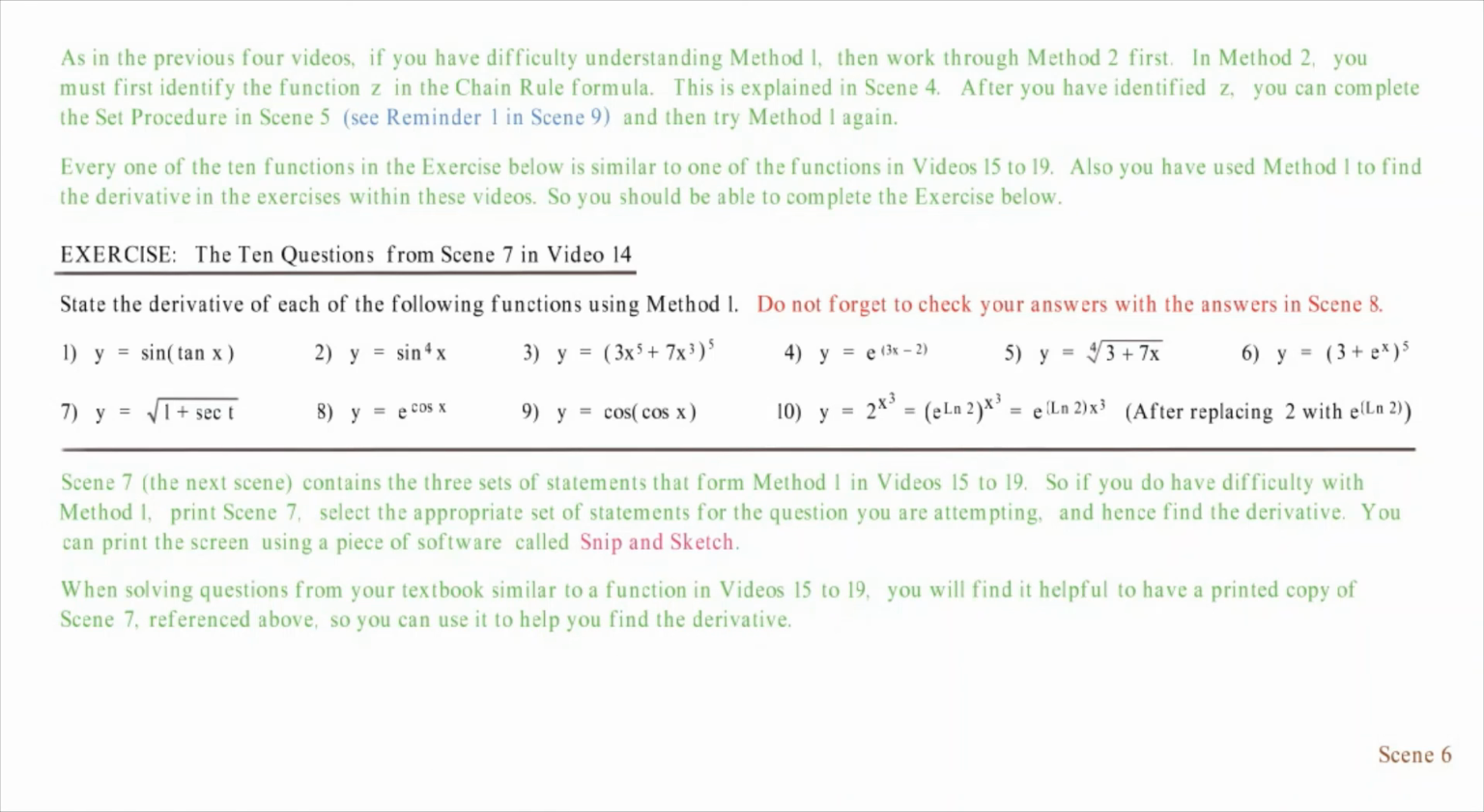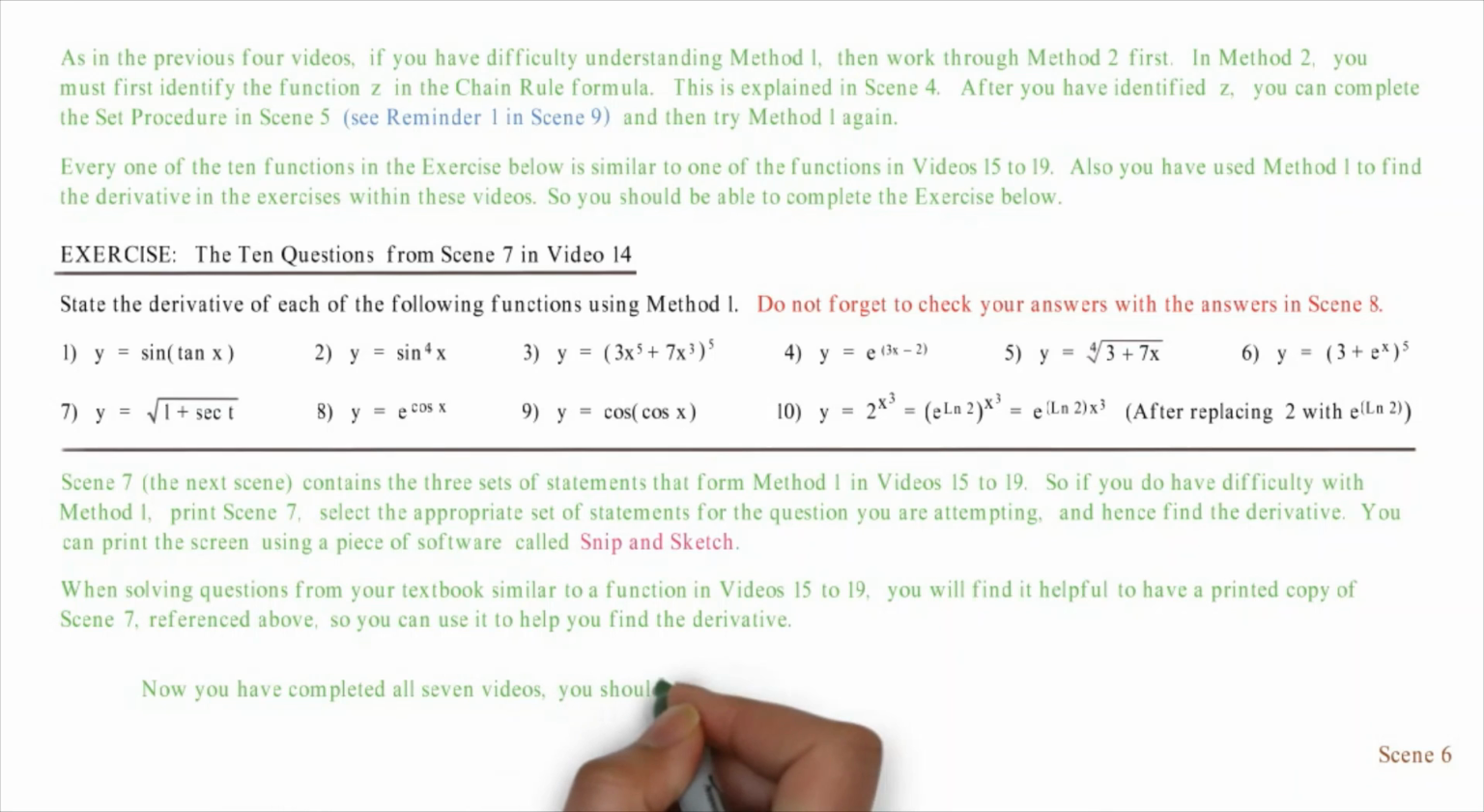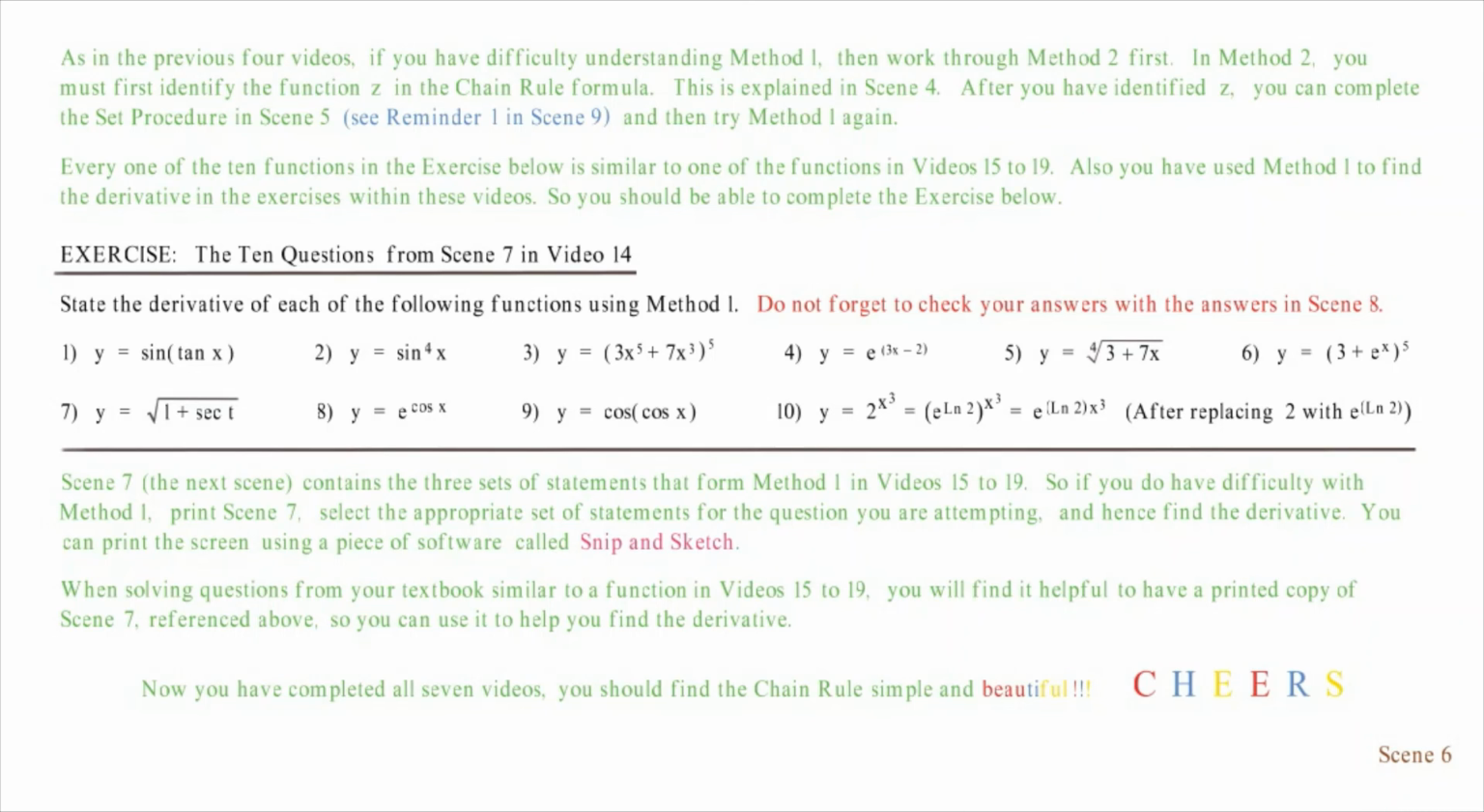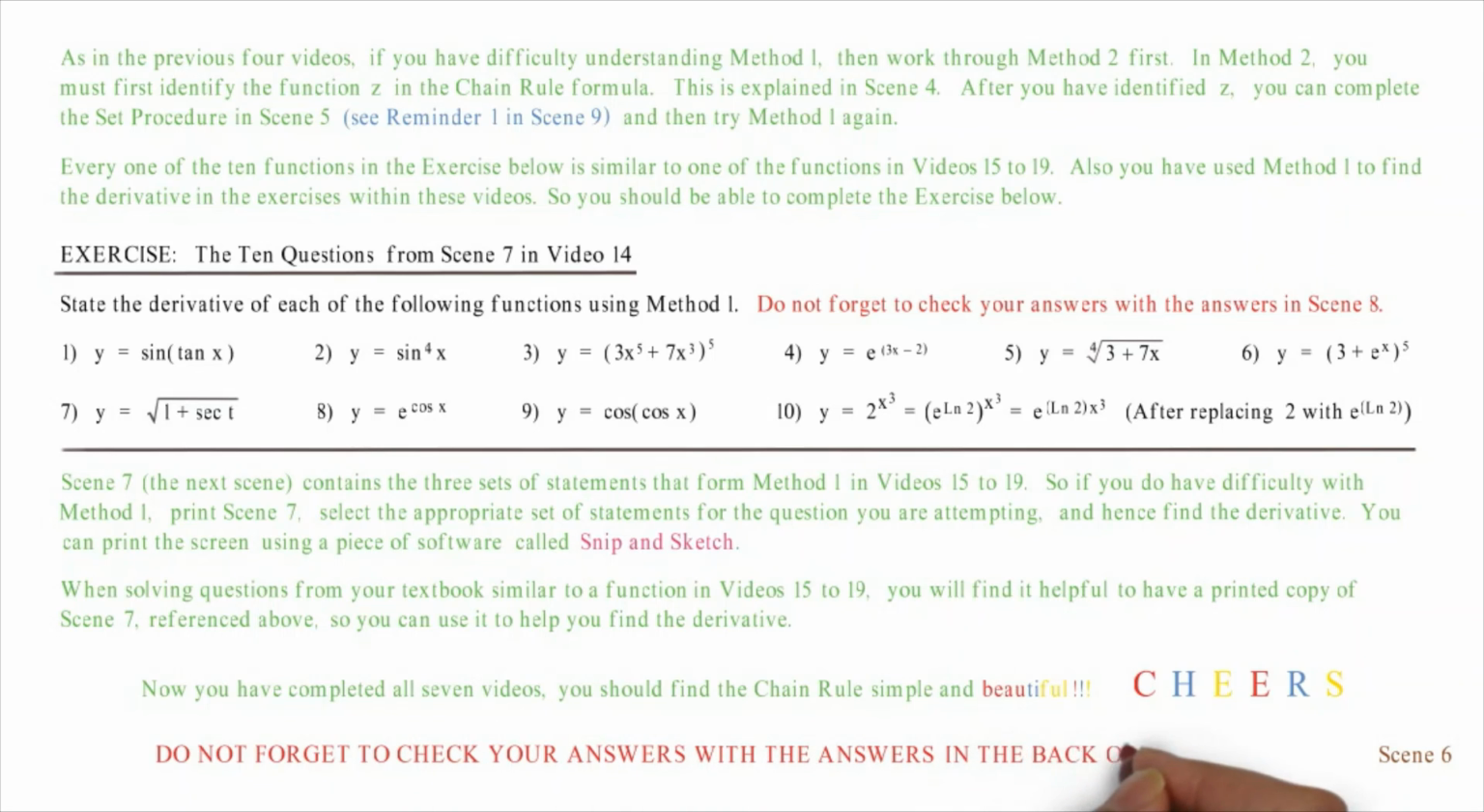derivative. Now you have completed all 7 videos, you should find the chain rule simple and beautiful. Cheers! Do not forget to check your answers with the answers in the back of the textbook.